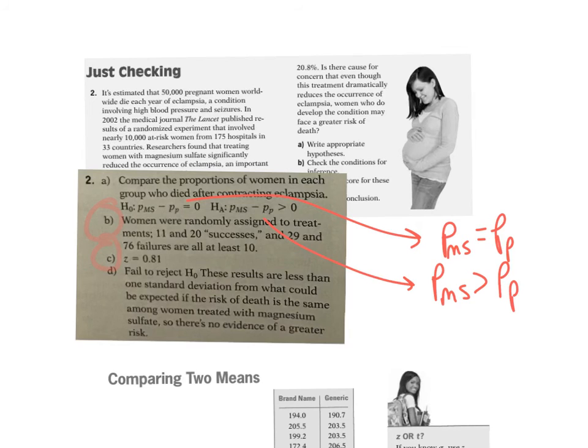So use your z-score. Because it's a right-tailed test, you can go right to your normal CDF. And either way, we're going to fail to reject our null hypothesis, which means that there is no general difference, basically, between the data. So they're not at a greater risk.